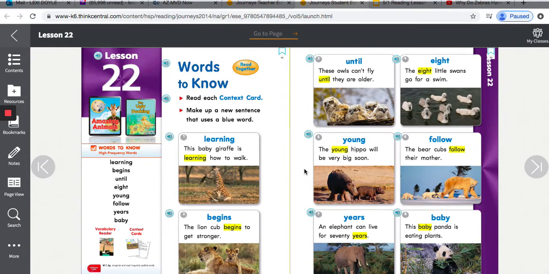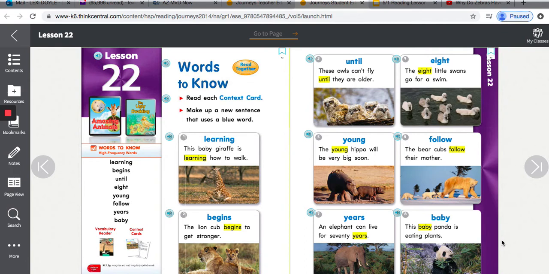Oh, young. I think I forgot to say the word. The word for number 5 is young. Young. Number 6. Follow. The bear cubs follow their mother. Number 7. Years. An elephant can live for 70 years. And last one, number 8. Baby. This baby panda is eating plants.